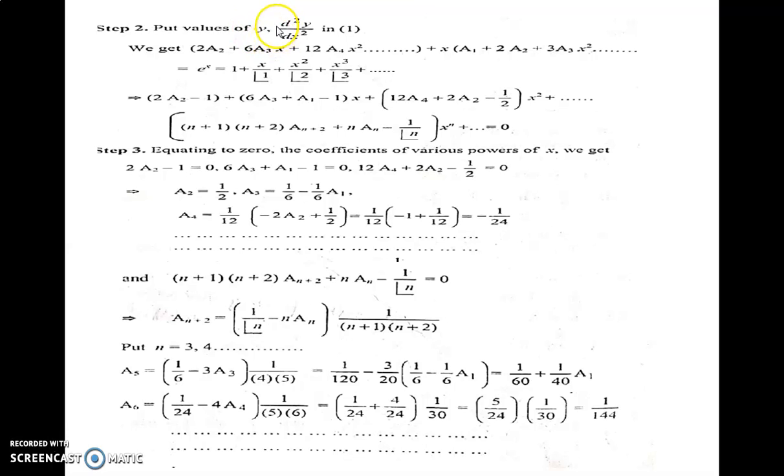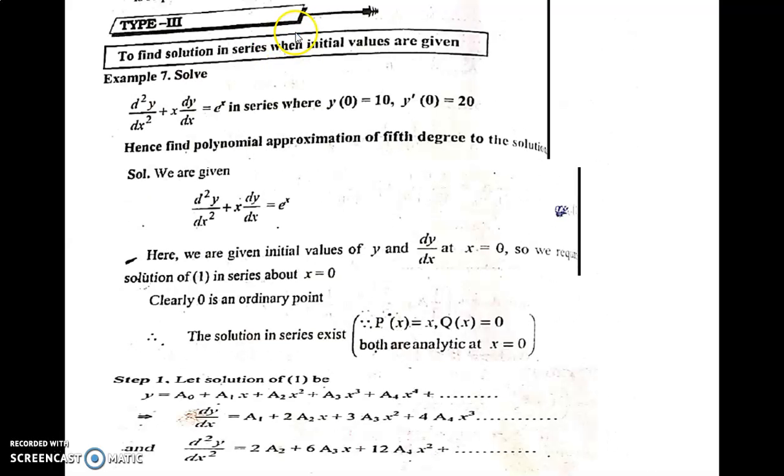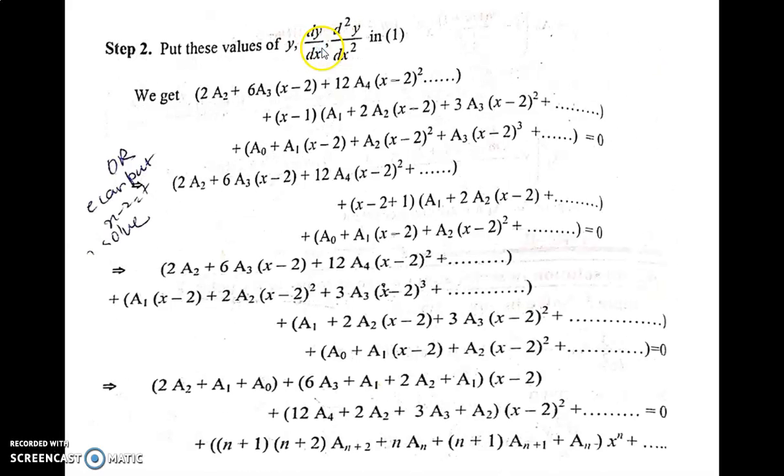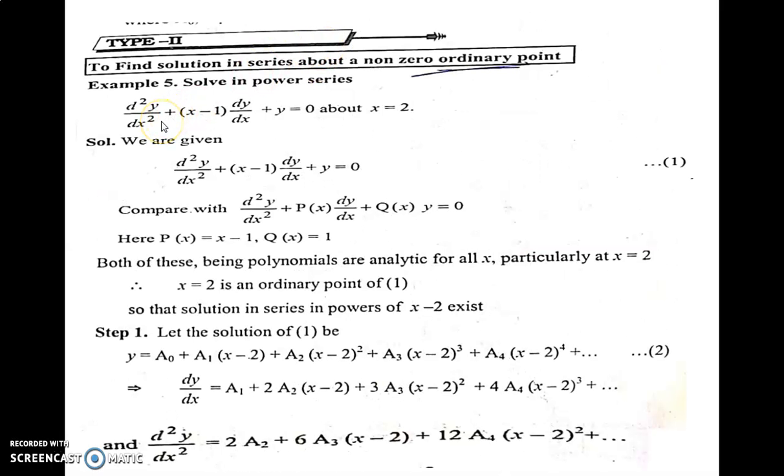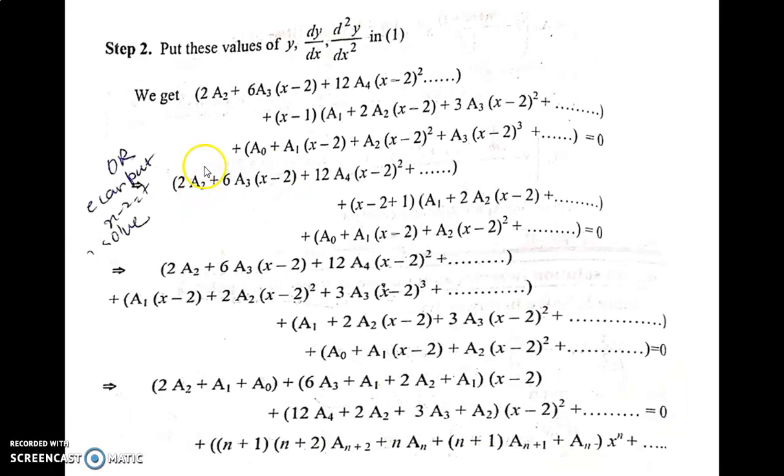Step 2. Then you put the values of y, dy by dx and d2y by dx square in our equation d2y by dx square plus (x minus 1) dy by dx plus y equals 0. Now the first term is the same, 2a2 plus 6a3 (x minus 2) plus 12a4 (x minus 2) square. But in place of x minus 1 we have written x minus 2 plus 1. It will become a1 plus 2a2 (x minus 2) and so on, and this last term is the same.